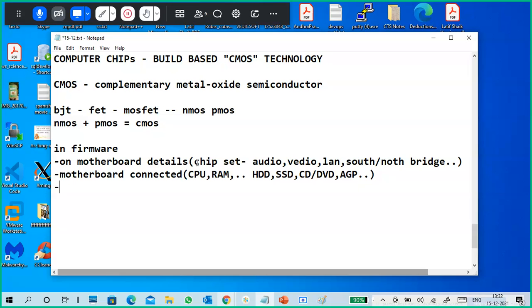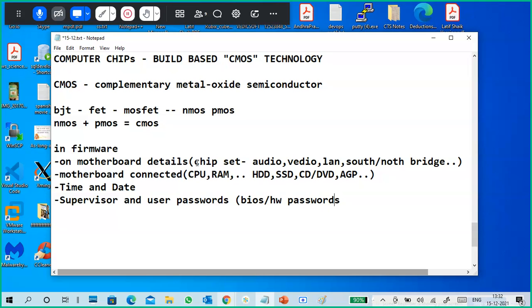Next, on another side, there is temporary storage also. You store the time and date. You store supervisor and user passwords. That is called BIOS passwords only. These are BIOS passwords. You should not say hardware passwords; BIOS passwords is better.